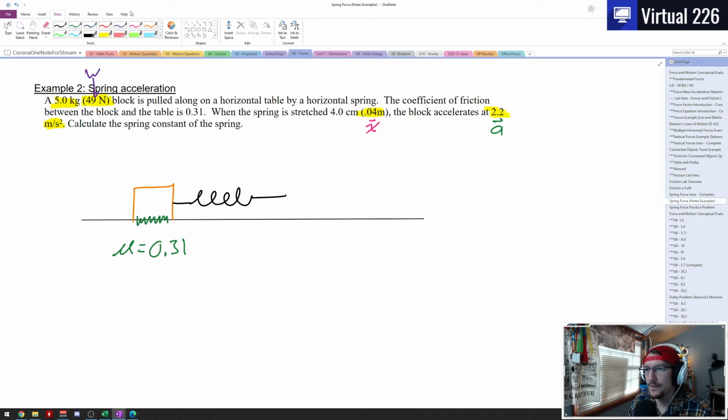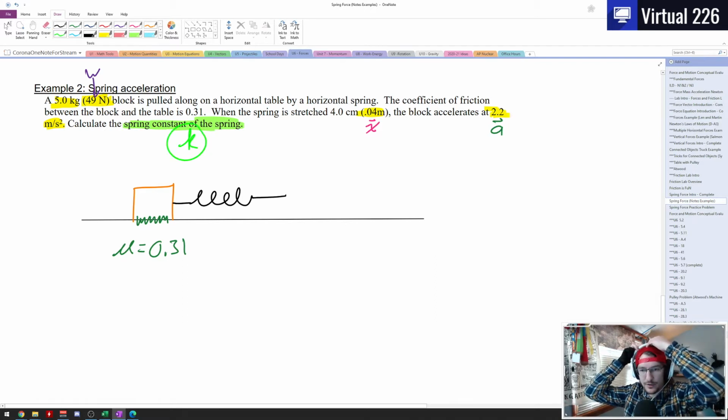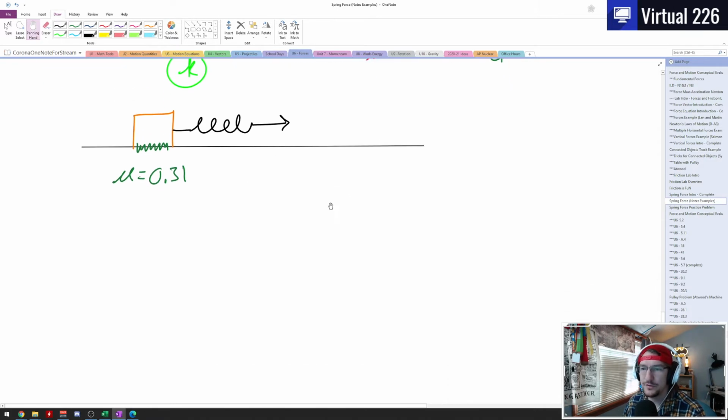What we need to do is calculate the spring constant of the spring. So we're actually looking for K in this problem. We're looking for the strength of the spring here. So we've got a little bit of everything going. So let's try to figure this one out. Combine all of our F equals ma knowledge with springs and friction to get ourselves an answer.